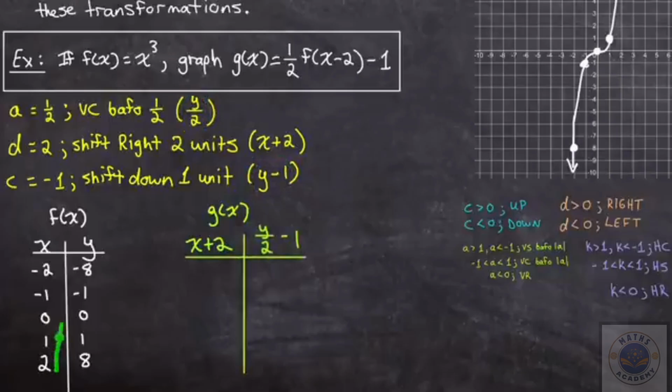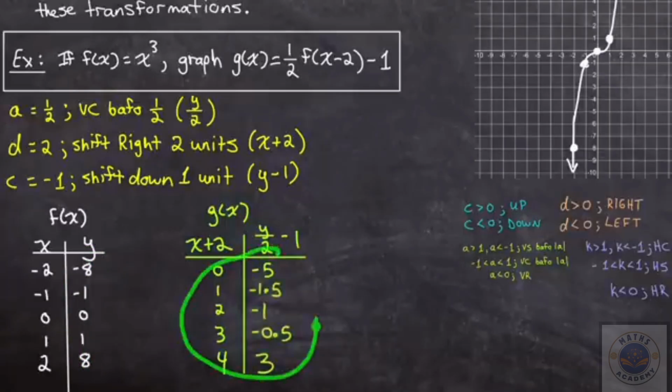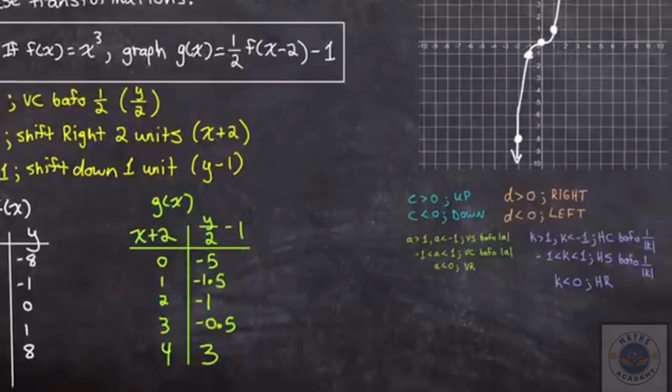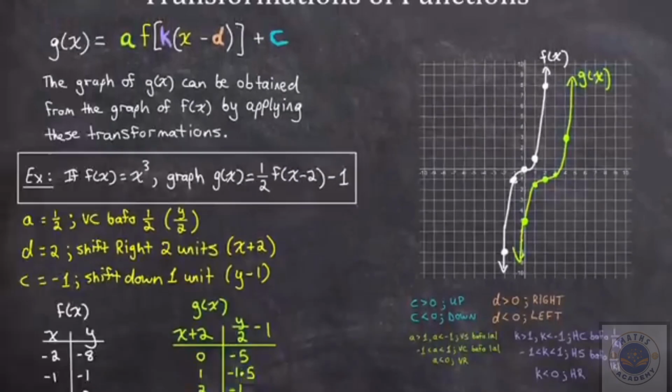So I'll take all of the x values from my parent function and sub them into this little equation that I've made. So I basically just have to add 2 to all of these x values to get my new x values. And now I have to take all of these y values and then cut them in half and subtract 1. Well, half of -8 is -4, and subtract 1 is -5. And I can do that for all of the points. And now I can plot these points to get the graph of my transformed g of x function. And then I'll go ahead and connect them. And there we have the graph of g of x, which is a transformed version of f of x.